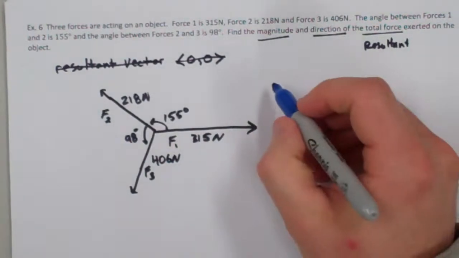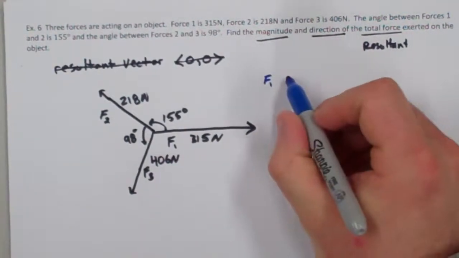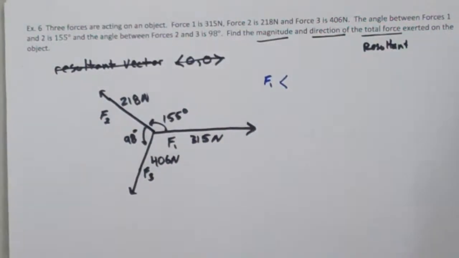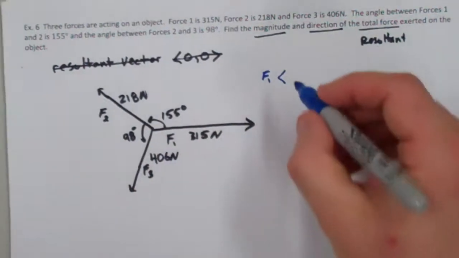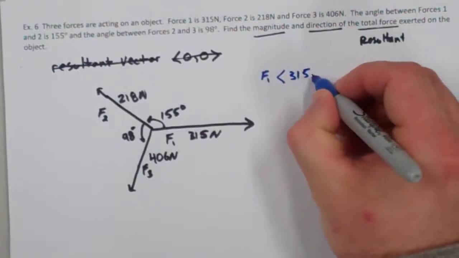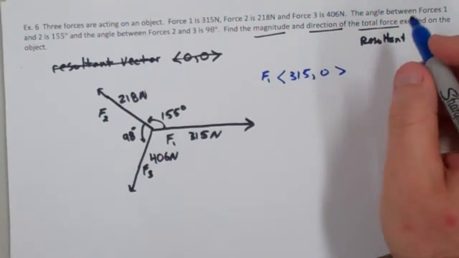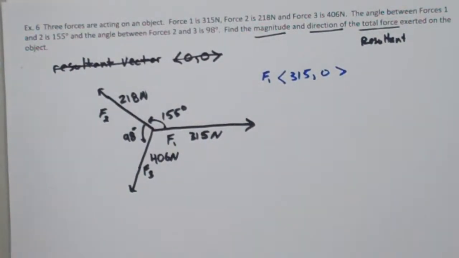So for this one, we're going to set up these 3 different forces, and we're going to add them all up. So force 1, we need to find the x component. For force 1, the x component is 315, and the up and the down is 0. Kind of nice to use the positive x-axis when you draw these. Don't have to, but it's kind of nice.